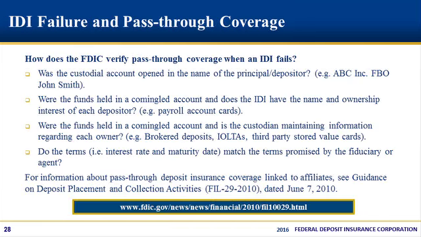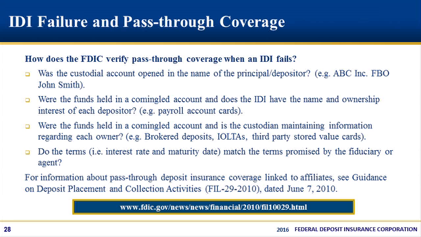What does the FDIC check for when a bank fails? Was the custodial account open in the name of the owner? For example, ABC Inc. for the benefit of John Smith? Were the funds held in a commingled account? And does the bank have information concerning the name and ownership interest of each depositor? For example, payroll account cards?